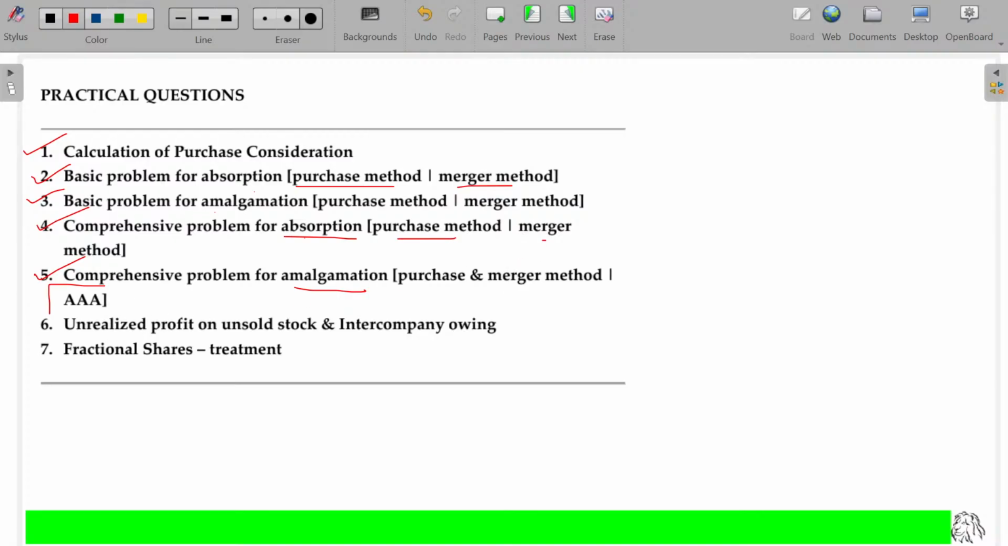And we have incorporated the AAA, amalgamation adjustment account. In case of statutory reserve, you have to pass the entry for statutory reserve in the books in the case of purchase method, not for the pooling of interest method. Now we have to study the sixth element, unrealized profit on unsold stock. Usually it is interconnected with the intercompany owings. Is that clear?